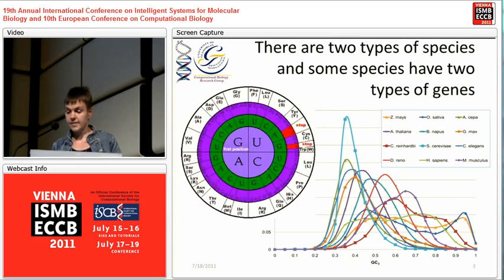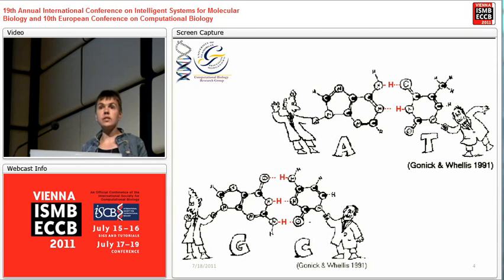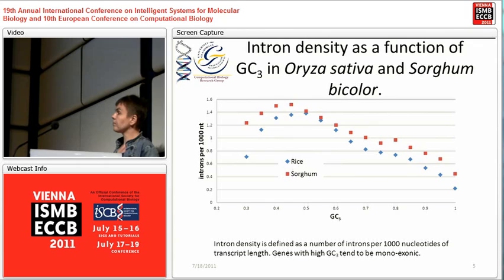So what is interesting about the G and C pair, if you compare it to the A and T pair? The A and T pair has two hydrogen bonds, the GC pair has three hydrogen bonds. But this is chemistry, what are the consequences for biology? If you compare genes with low GC3 content and high GC3 content in two organisms, rice and sorghum, you see the same trend. If you look at genes at the high end of the spectrum, they are intronless, and if you lower GC3 content, you get higher intron density.